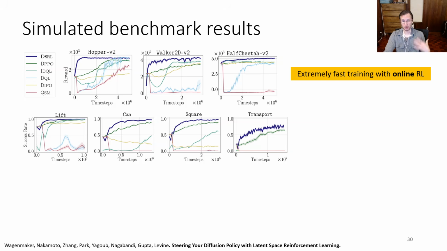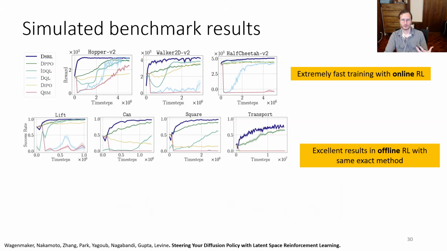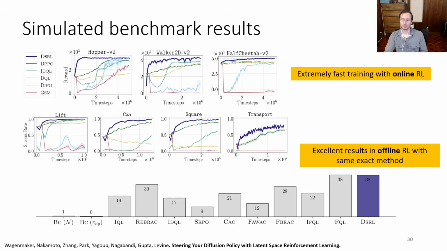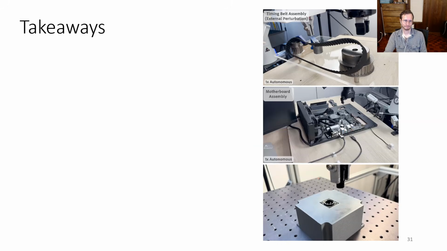DSRL is also just a very good RL algorithm in general, even on benchmark tasks, non-robotic benchmarks. It's a very fast online RL algorithm, and it's also going to match state-of-the-art offline RL methods, so it's very versatile. So that makes it a really good choice to get started on training robotic foundation models.